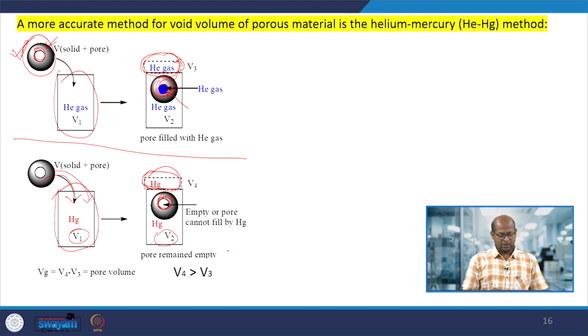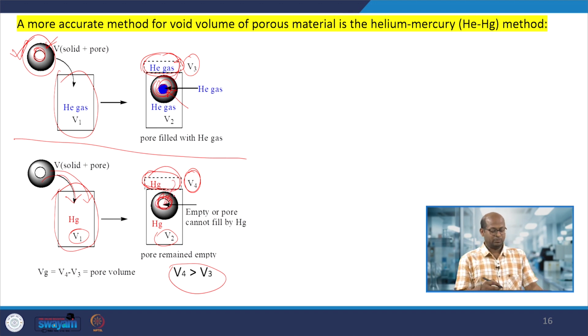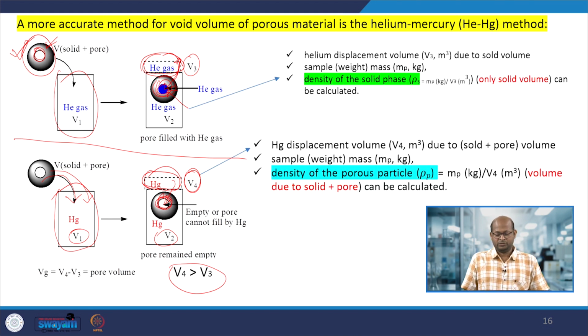So here this is V4 and this is V3, the displaced amount of the gas or mercury. Here V4 is greater than V3, since mercury would not be trapped inside those pores, but helium will be trapped inside the pores. Therefore we get the excess volume in the case of mercury when the material is placed in mercury. So by that way, if you know the volume V3 and V4, the displaced volumes are important.